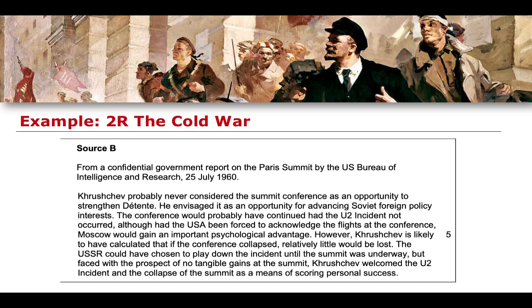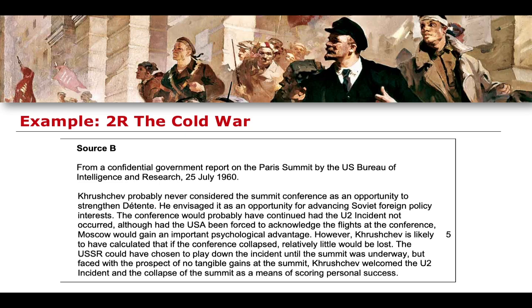This is the source, though. It is a confidential government report on the Paris summit by the US Bureau of Intelligence and Research from the 25th of July, 1960. It says as follows: Nikita Khrushchev, who was the premier of the Soviet Union after Joseph Stalin, for those who aren't studying the Cold War period, probably never considered the summit conference as an opportunity to strengthen détente. Détente just simply means an alliance, a relationship.